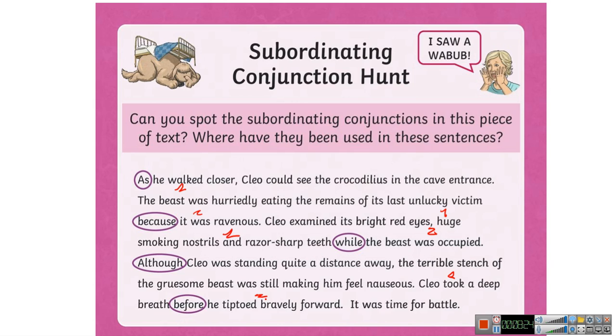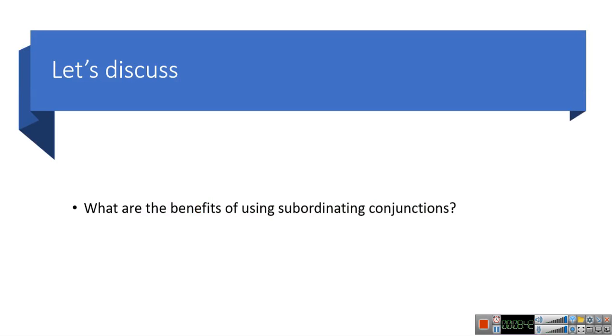He tiptoed bravely forward. Idea number 2. As I know that he tiptoed bravely forward happened before Cleo took a deep breath, I need to join those ideas by using before. And that's all about conjunctions. Well, it turns out that conjunctions not only are a grammar rule to link ideas, but they also offer us some benefits.